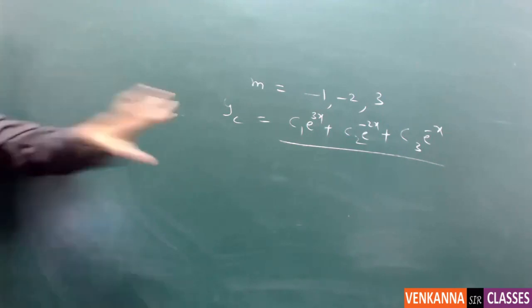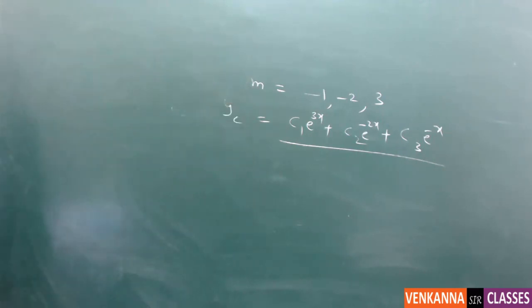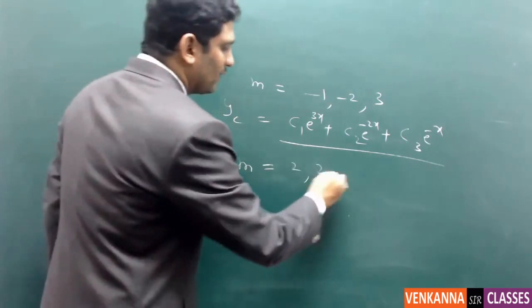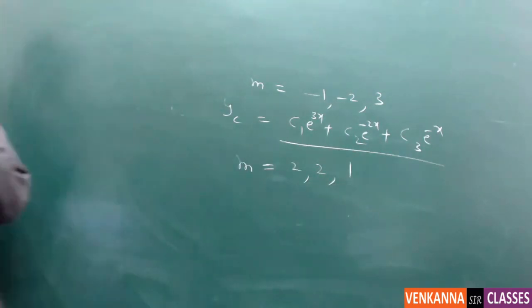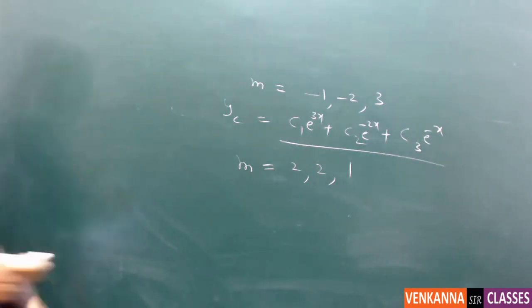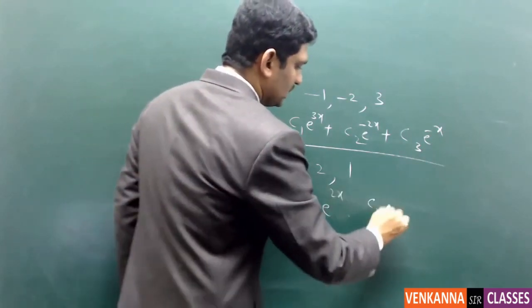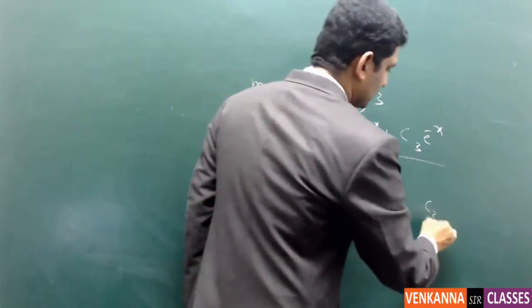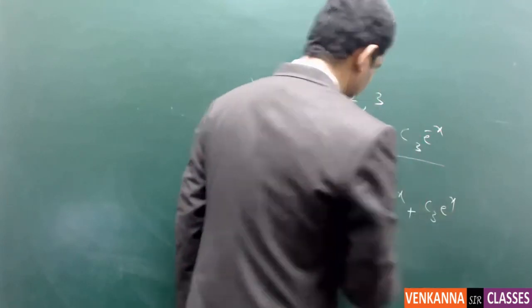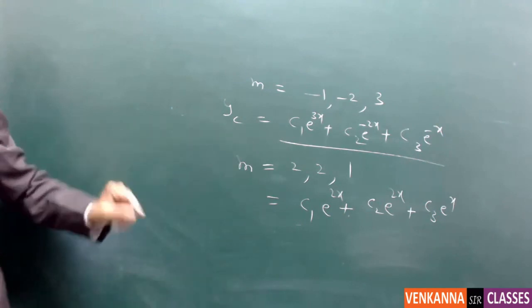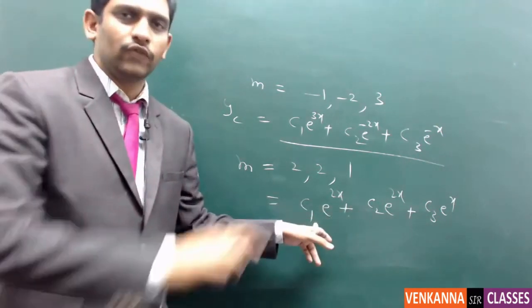Suppose the roots are repeated. Let me say m values have come like this: 2, 2, 1. So if you write the values as C1 e power 2x, C2 e power 2x, C3 e power x, since the value 2 is repeated, at this position we place x.